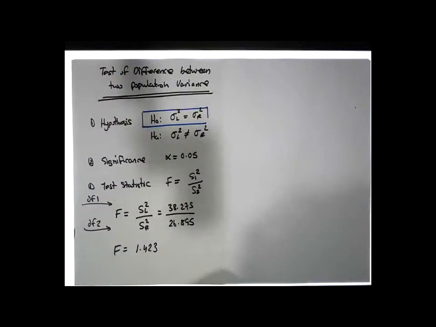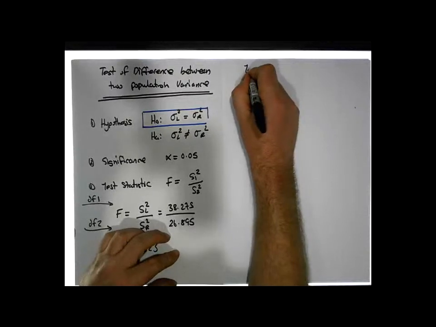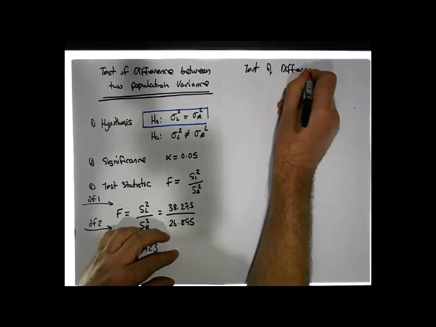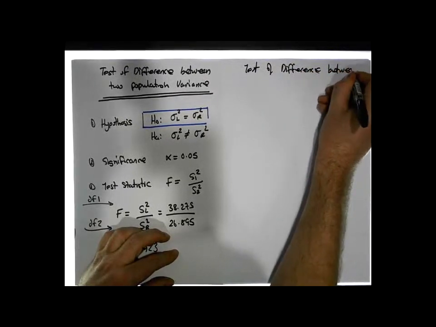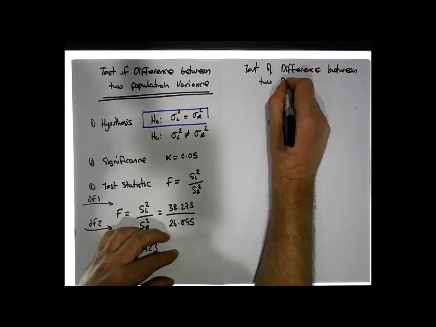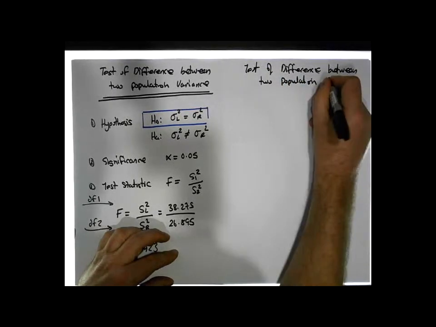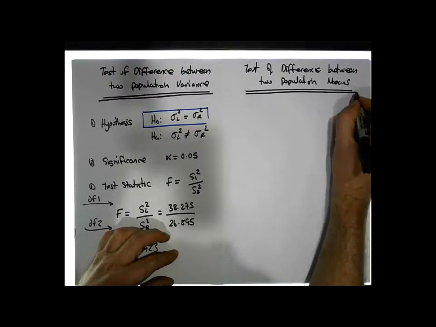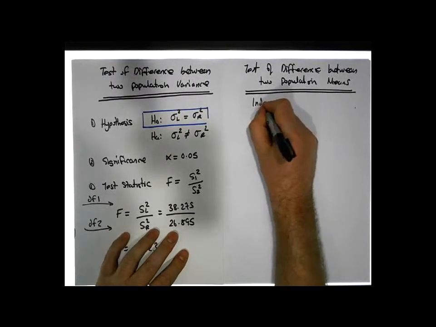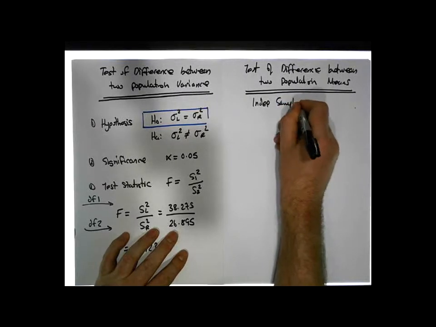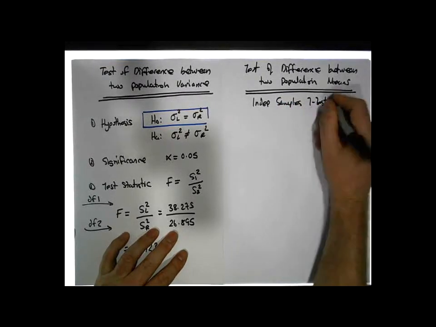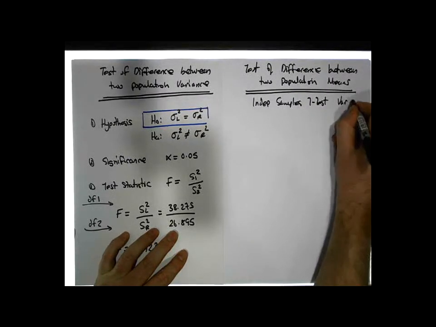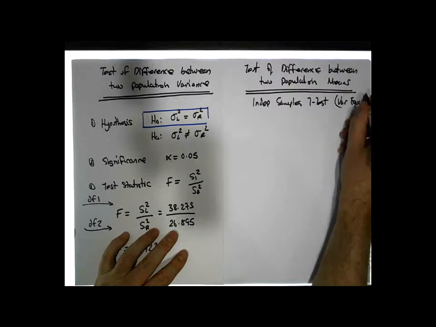So let me just move on here. Now we're into the test of the difference between two population means. That's our independent samples t-test that we're going to undertake here. So it's an independent samples t-test assuming variances are equal. So var equal, that's what we're assuming associated with this.